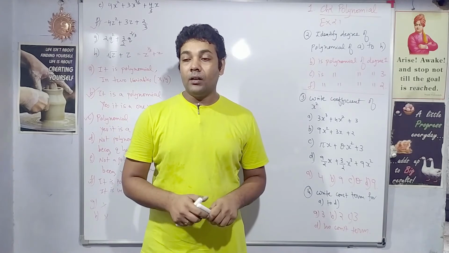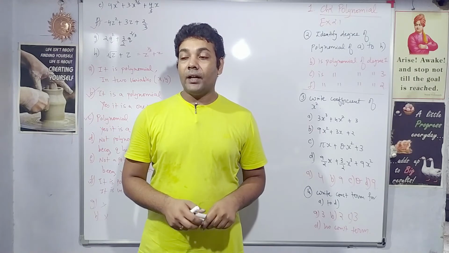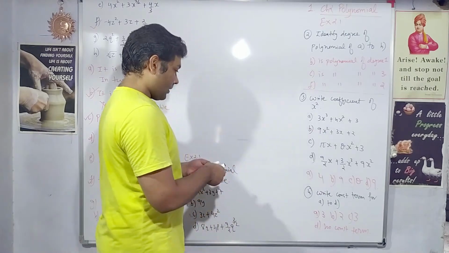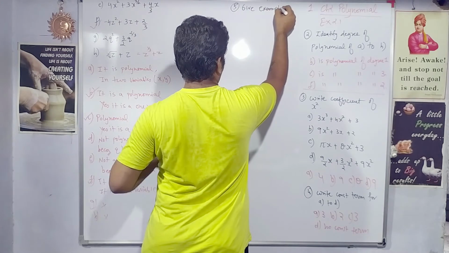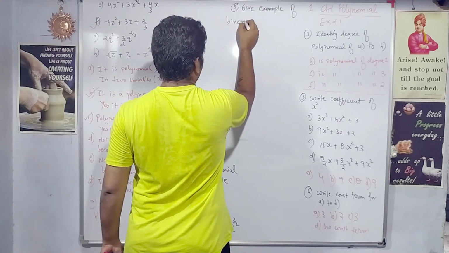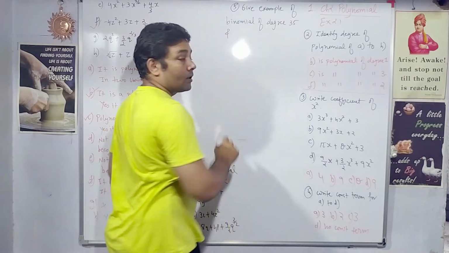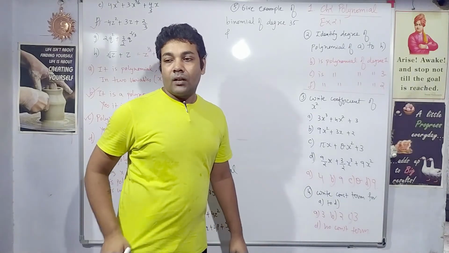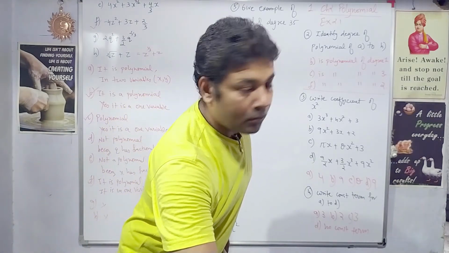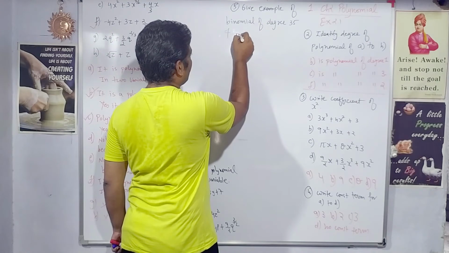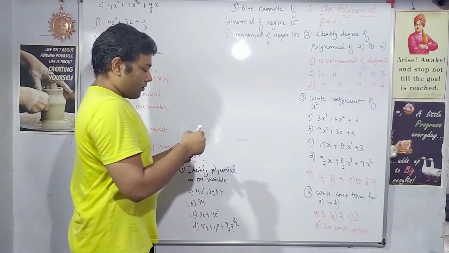Next, give one example each of a binomial of degree 35 and a monomial of degree 100. Now here you have to understand one thing.